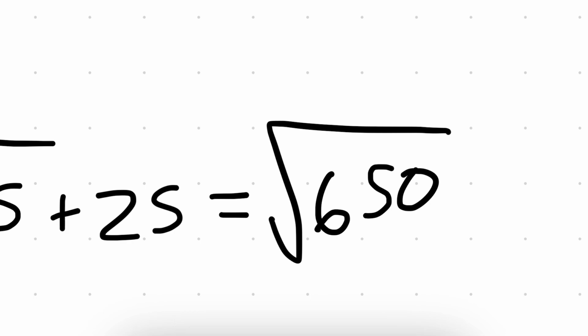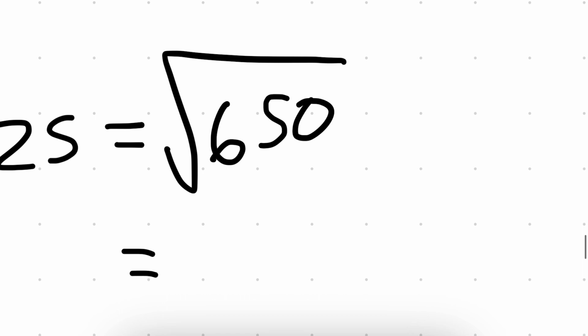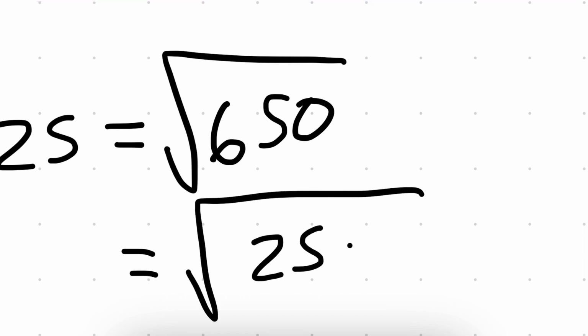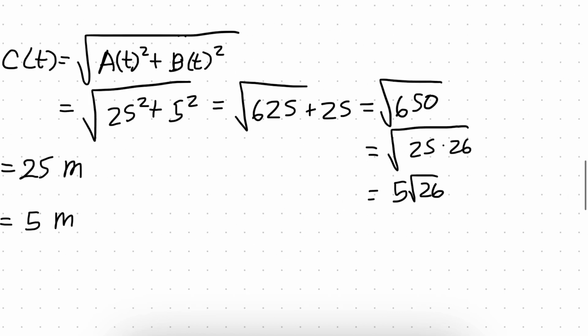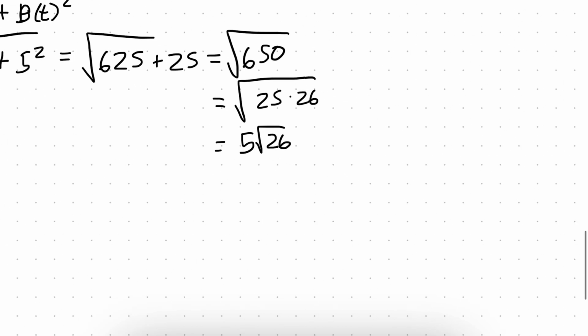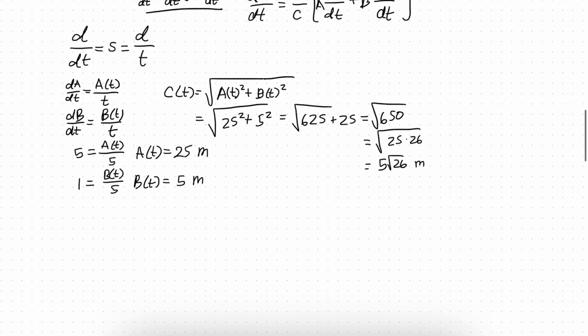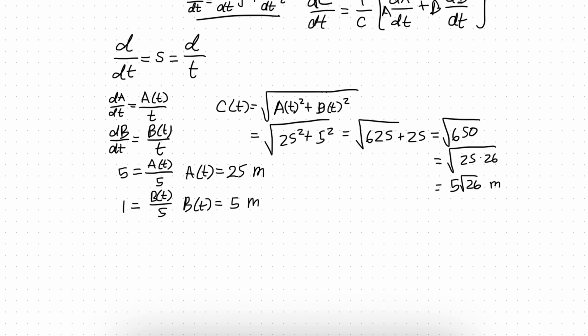So let's see if we can divide this by any perfect squares. That's actually 25 times 26. So it's 5 root 26. 26 cannot be divided further by any perfect squares. So c of t is 5 square root of 26 meters. I have to do things a bit manually here because I don't have my scientific calculator with me, but that does not matter. So we now know c of t.